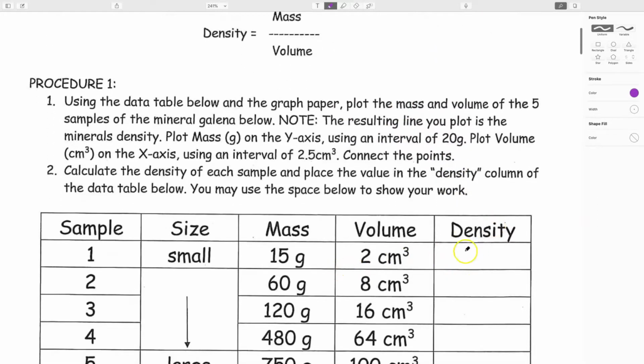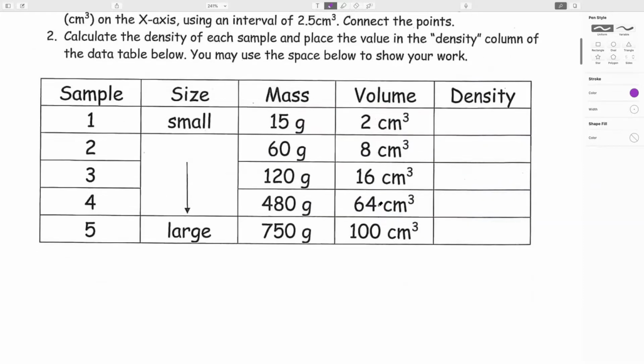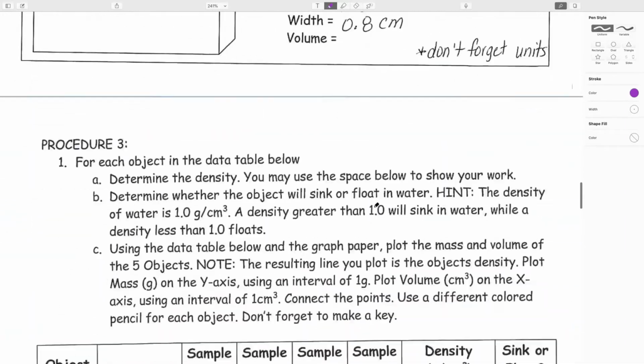So most of you got this first procedure done. The first procedure asked you to, using the data table below, plot the mass and volume of each of the samples. There were 5 samples in total. Each sample, 1, 2, 3, 4, and 5, had a given mass and volume. And using that mass and volume on the very first graph, it should say procedure C here.